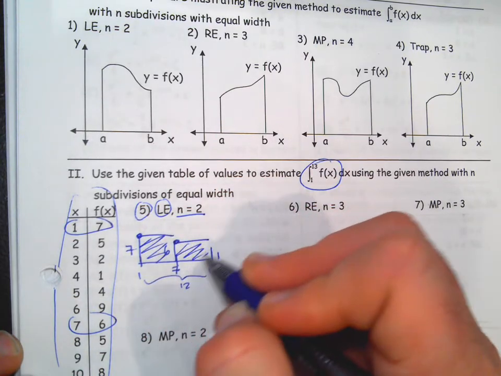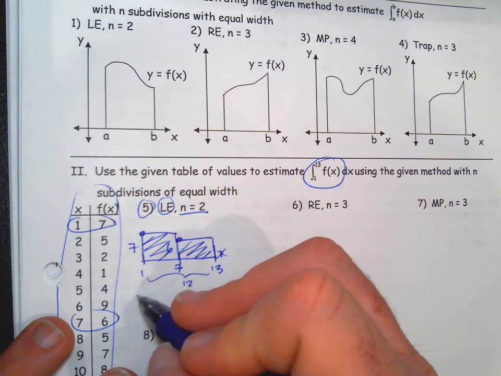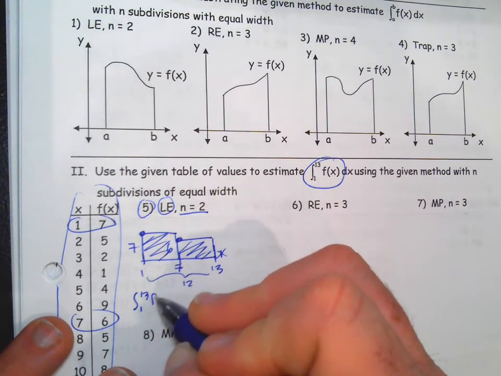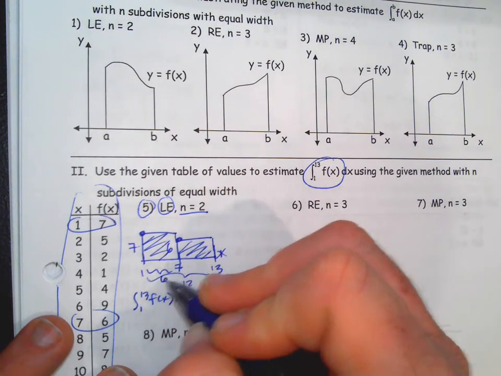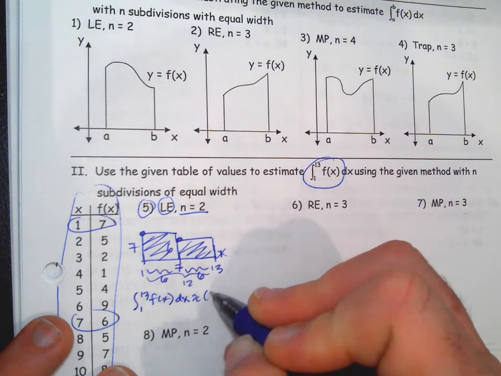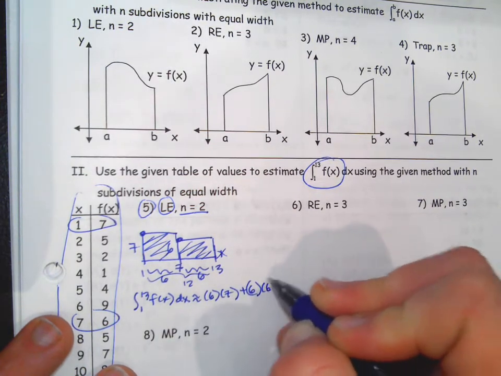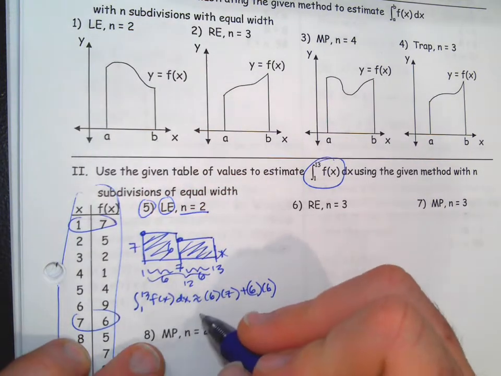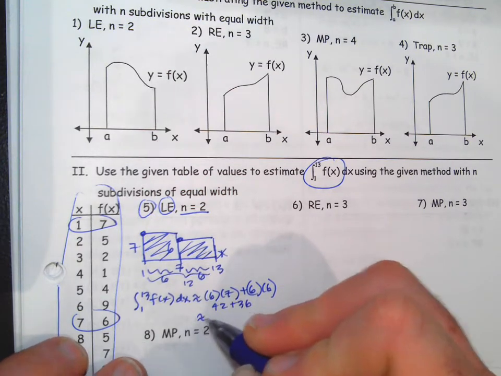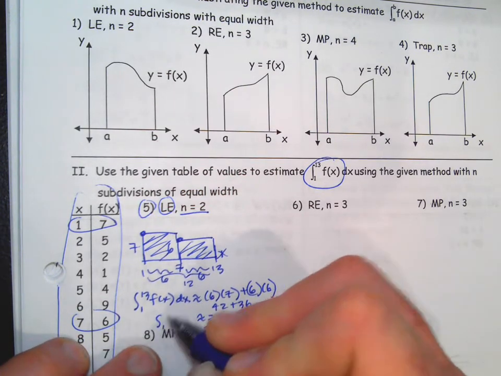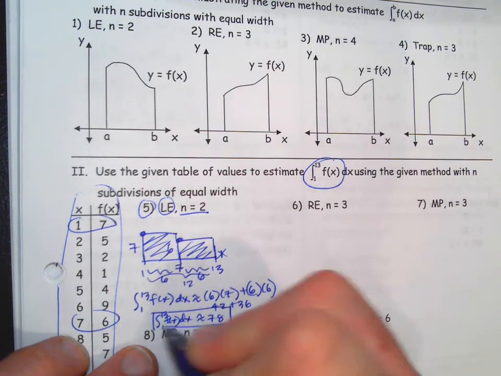And so we're not going to actually end up using this one. I would draw that, and then the work should be easy. The integral from 1 to 13 of f of x dx is approximately, the bases are equal, 6 times 7 plus 6 times 7. I want to see the work, just like a free response problem would require. So that's going to be 42 plus 36, so that's going to be 78. So the integral from 1 to 13 of f of x dx is approximately 78.